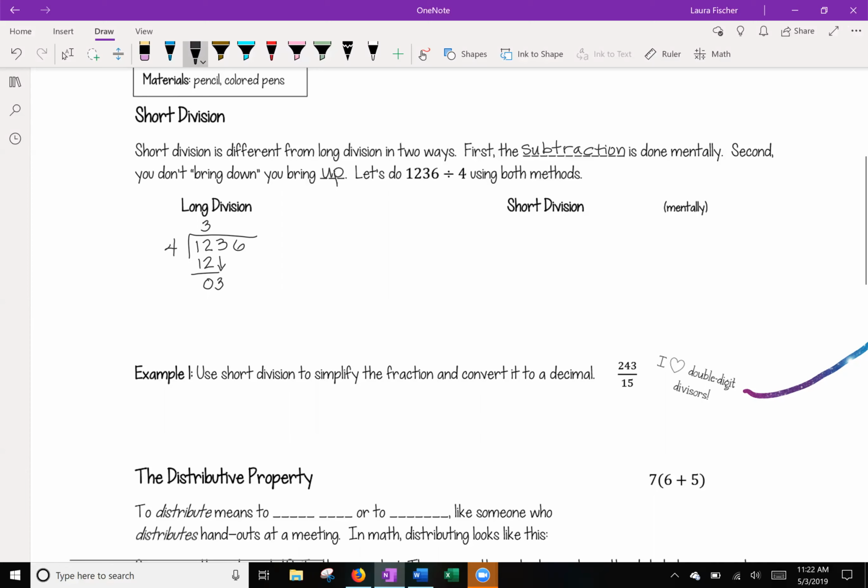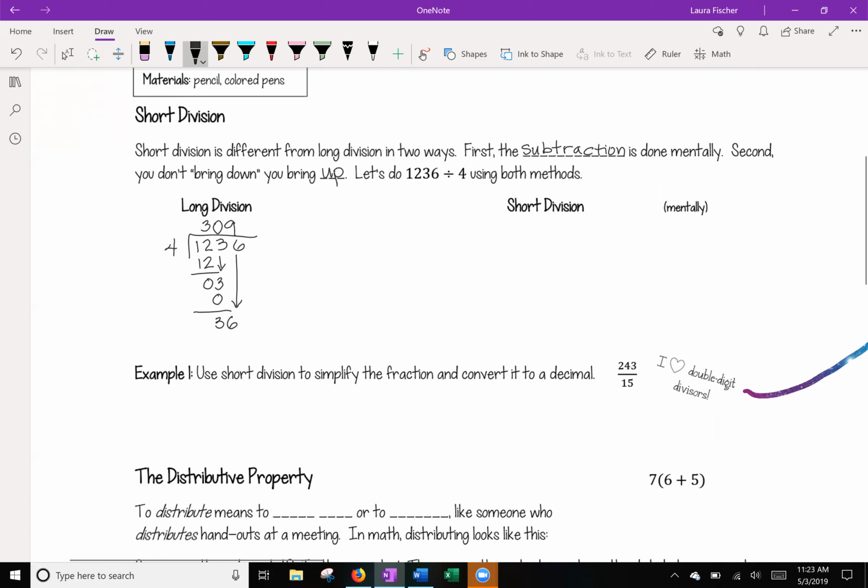It just goes in 0 times. 0 times 4 is 0. Subtract. Okay, again, subtract and bring down. These are the steps that are going to be different. And then 4 goes into 36 9 times, and it goes in evenly, so we're done.